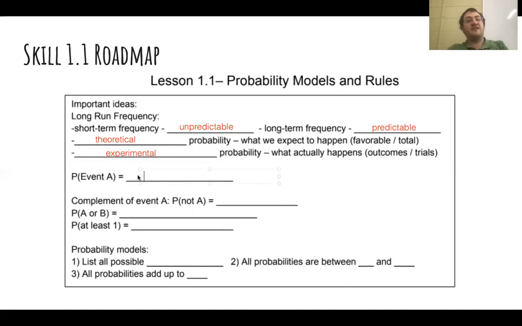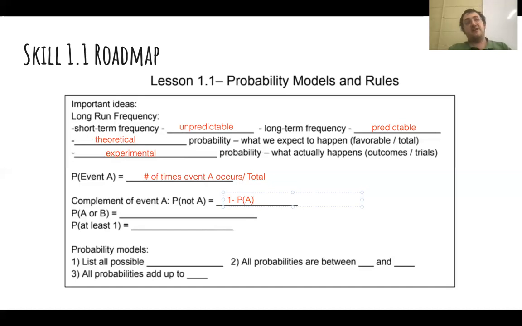So the probability that event A occurs is simply the number of times event A occurs over the total number of trials. And then the complement of event A is the probability that it's not A. This is 1 minus the probability of A.